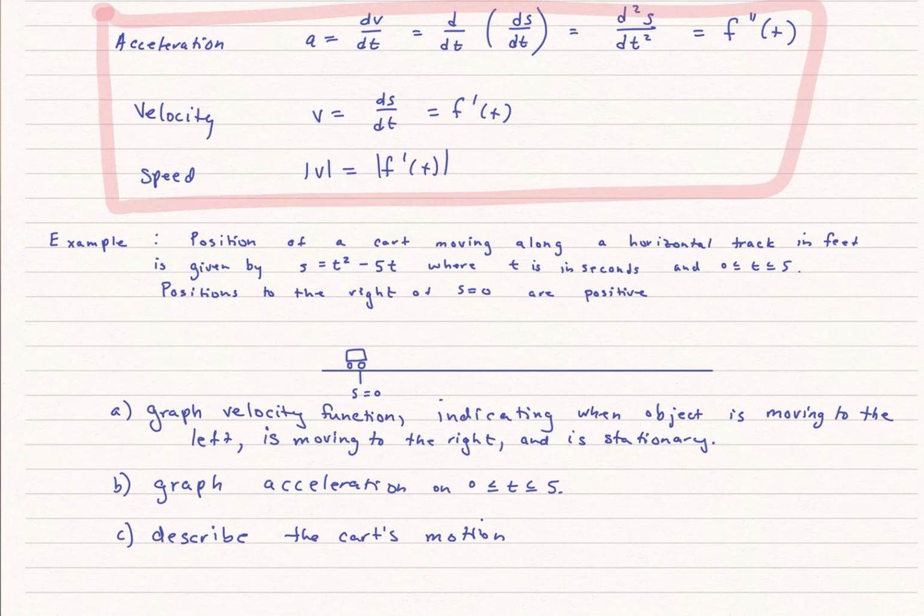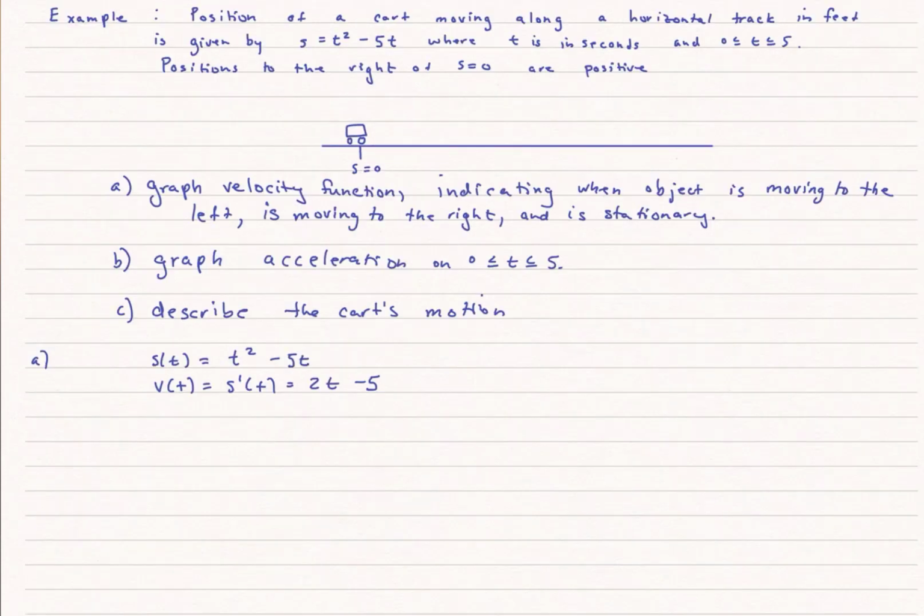Let's first of all graph the velocity function, including when the object is moving to the left, moving to the right, and when it's stationary. I want to then graph the acceleration on the same interval, and then overall describe the cart's motion. Let's start with part A. Given that the position function is t squared minus 5t, the velocity function, that's the first derivative of the position function, is equal to 2t minus 5.